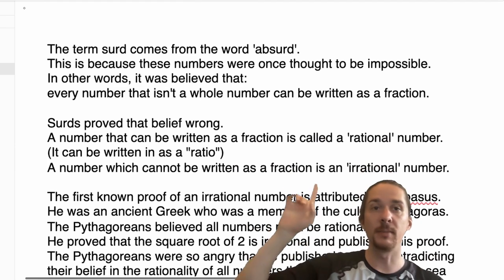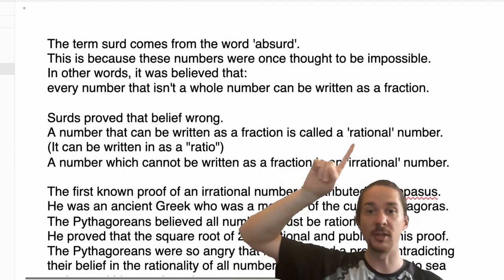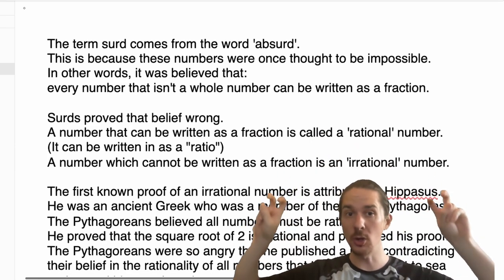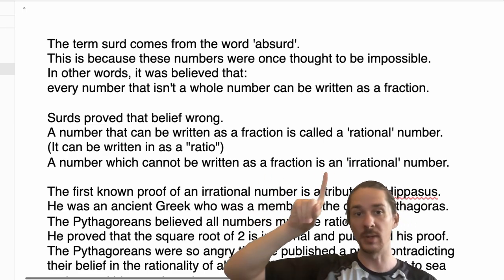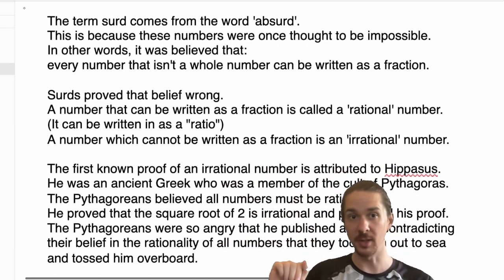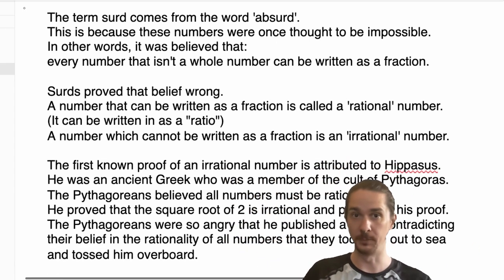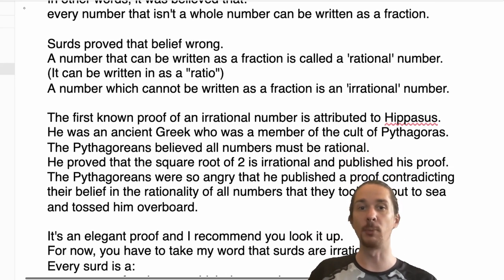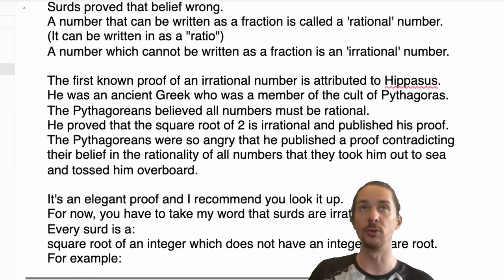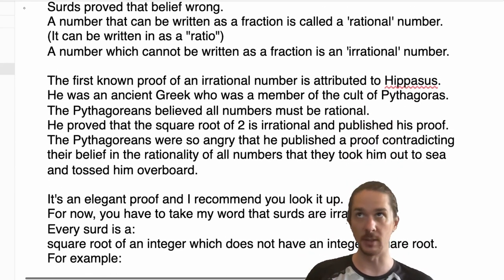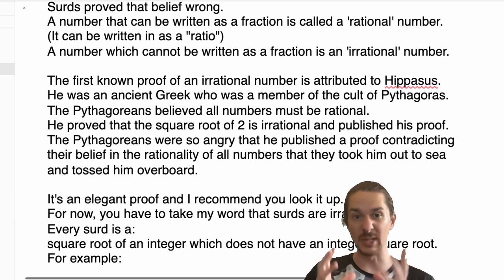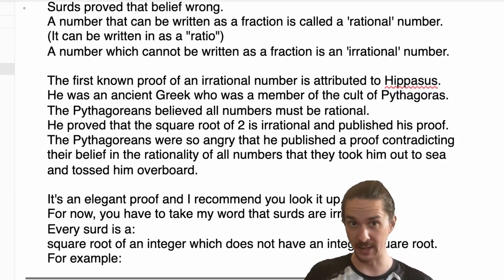Now, a number that can be written as a fraction is called a rational number. It can be written as a ratio. And a number which cannot be written as a fraction is an irrational number. It cannot be written as a ratio. The first known proof of an irrational number is attributed to a man called Hippasus. He was an ancient Greek and he was a member of the cult of Pythagoras.